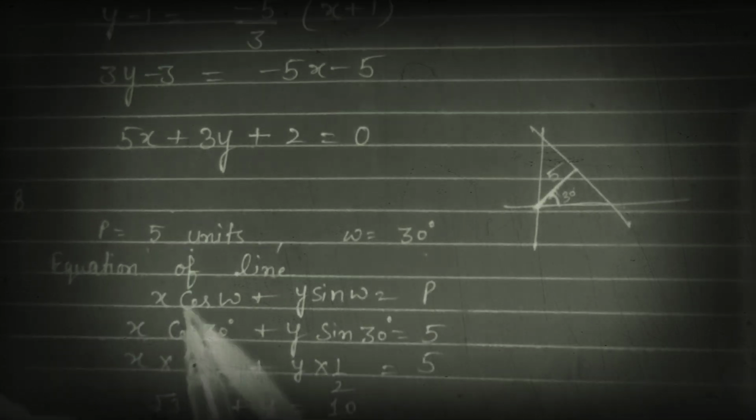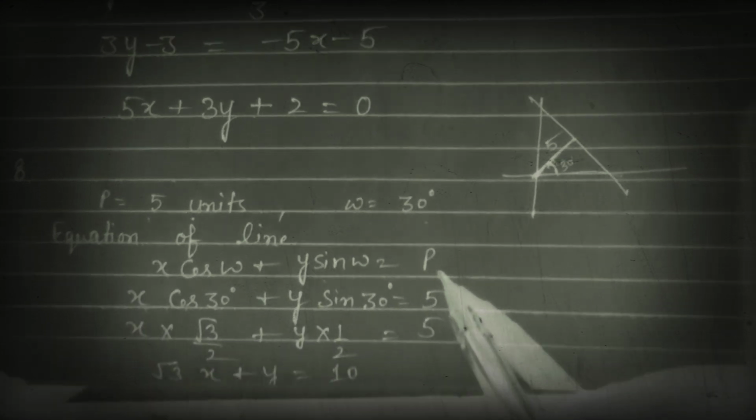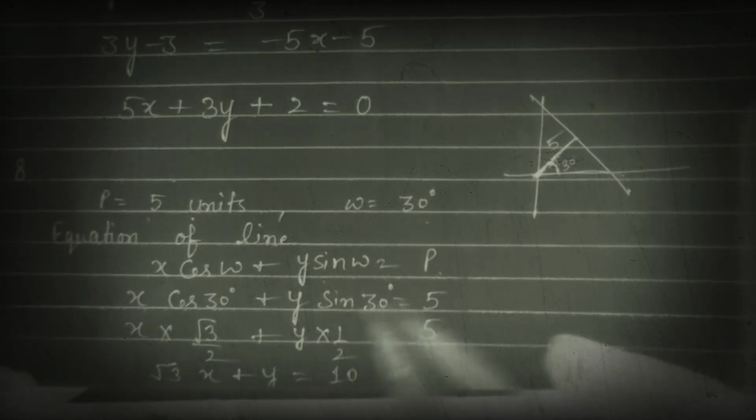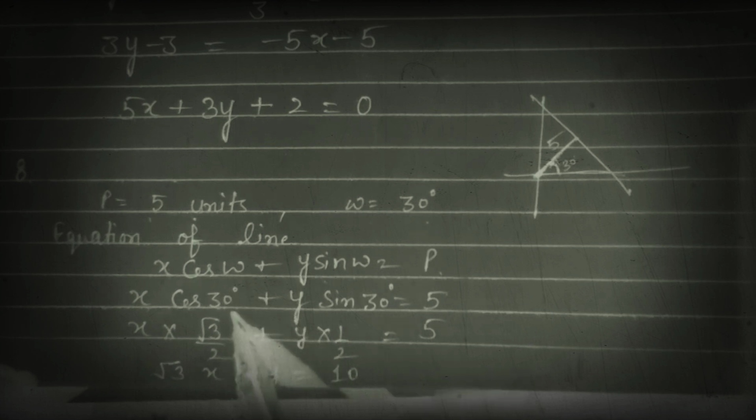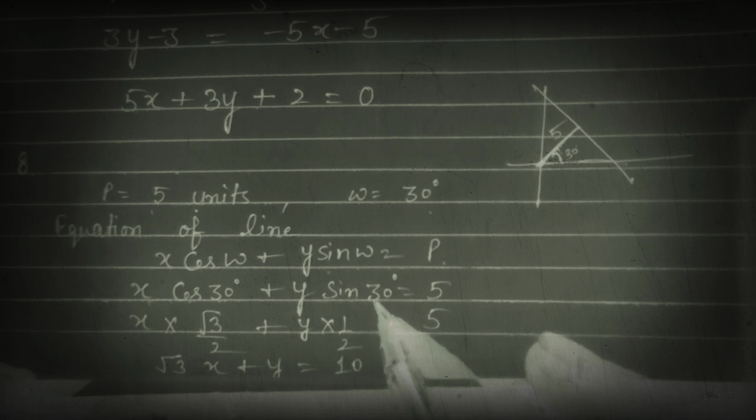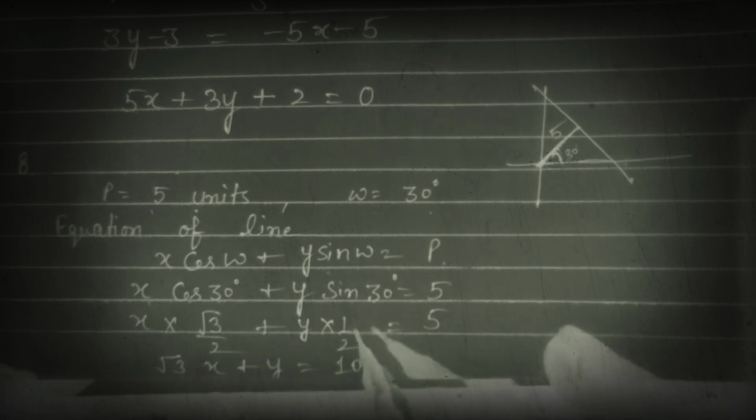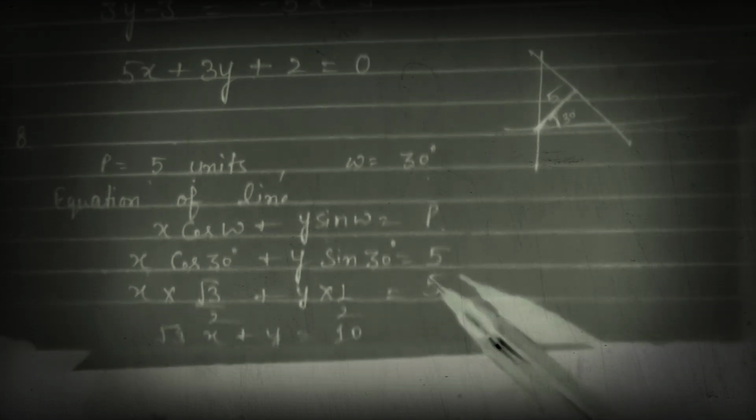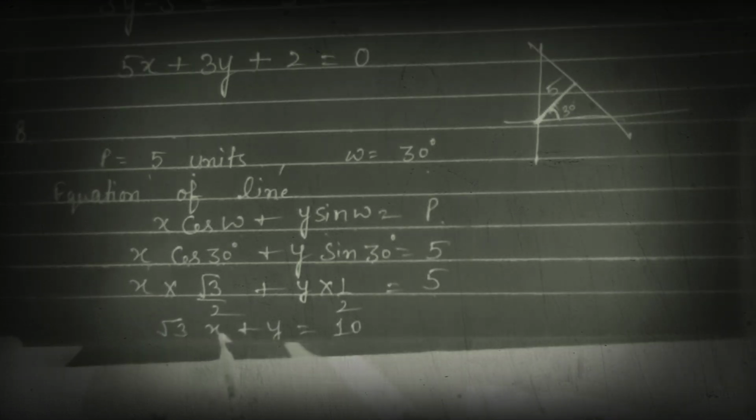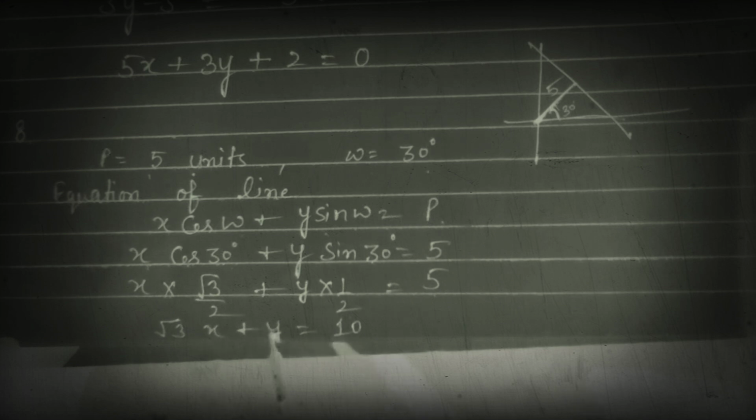So the equation of line, we know, is x cos omega plus y sin omega is equal to P. We will put the values of omega and P. Omega is 30 degrees here. So it is x cos 30 plus y sin 30 is equal to 5. Cos 30 is root 3 by 2, sin 30 is 1 by 2, is equal to 5. So after solving we will get root 3x plus y is equal to 10. We will take the LCM, 2 will multiply on the right hand side, then we will get root 3x plus y is equal to 10. This is the required equation.